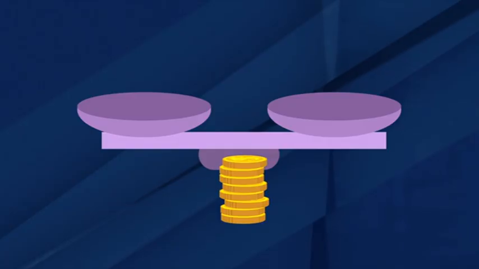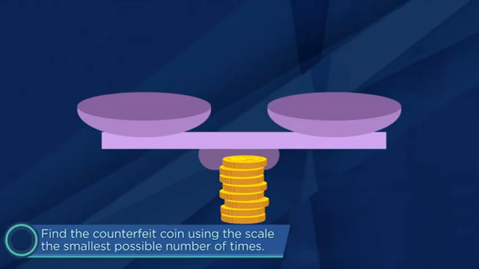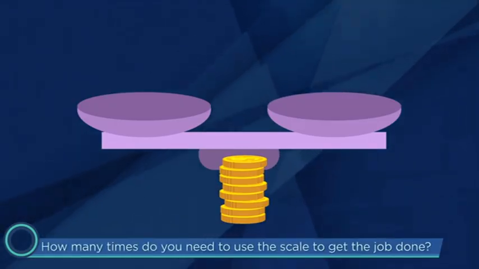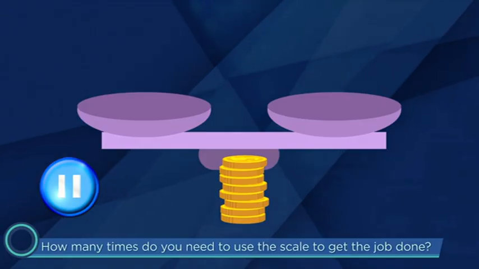The problem is to determine which is the counterfeit coin using the scale the smallest possible number of times. How many times do you need to use the scale to get the job done? Pause the video and see what you come up with. Did you figure out how to find the counterfeit coin? Most people argue that since we start with 8 coins, we'll need to use the scale 3 times.